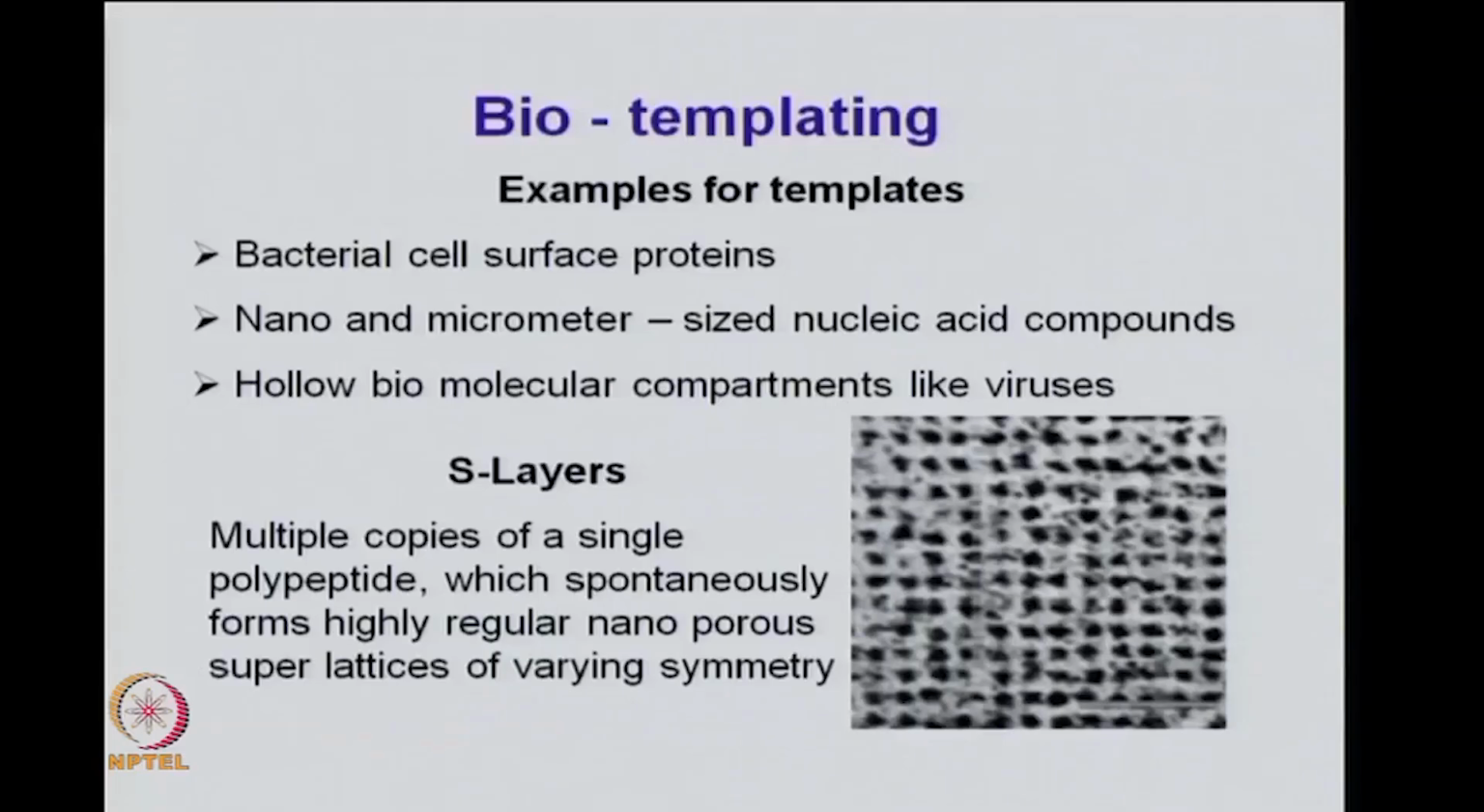So, one single polypeptide makes multiple copies of itself, which spontaneously aggregate in some patterned form, and then leave behind some nanopores like this, and then you can do synthesis in these nanopores, which have as the template these polypeptide chains, many polypeptide chains starting from a single polypeptide. So, if you do synthesis in this, it will be called biotemplating, because your template is a biomolecule, a polypeptide chain, and hence these are different examples of biotemplating.